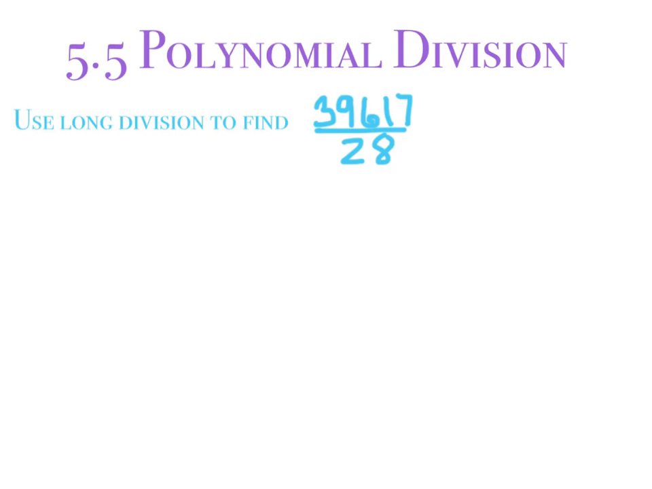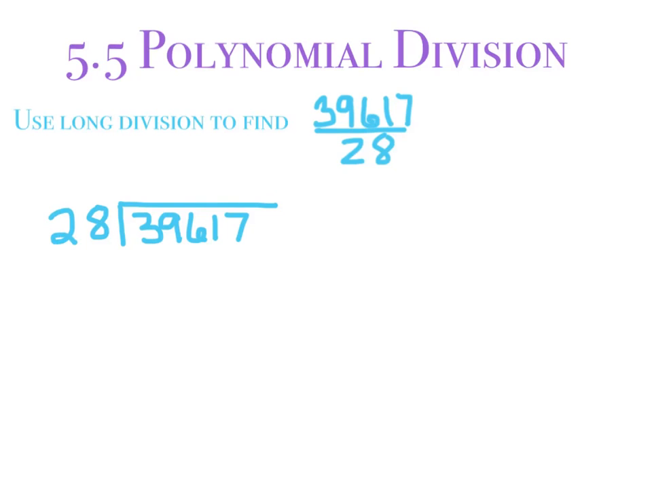Alright guys, this video is on polynomial division. And before we do polynomial division, I want to review just good old-fashioned long division. So let's use long division to find 39,617 divided by 28. If you remember from elementary school, you put the 28 here, and then you draw this little house, and then you put the numerator, 39,617, under the house.